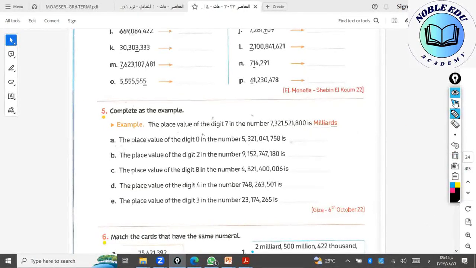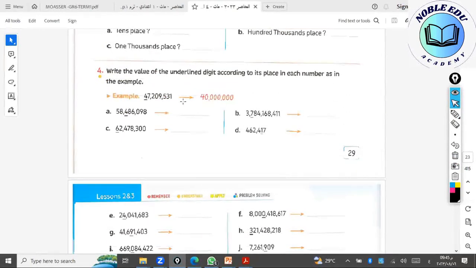Another exercise. Write the value of the underlined digits according to their place value. What about here? I have 4, so write 4 again. And how many digits before 4? 1, 2, 3, 4, 5. Replace the 5 digits by 5 zeros.